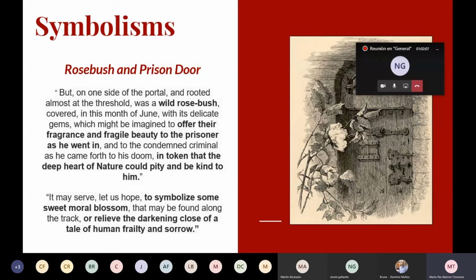In this quote, he says that a wild rosebush offers its fragrance and fragile beauty to the prisoner as he went in, in token that the deep heart of nature could pity and be kind to him. "To symbolize some sweet moral blossom or relieve the darkening close of a tale of human frailty and sorrow."